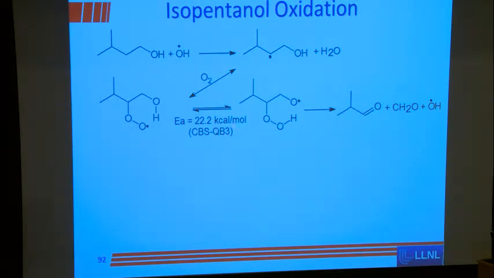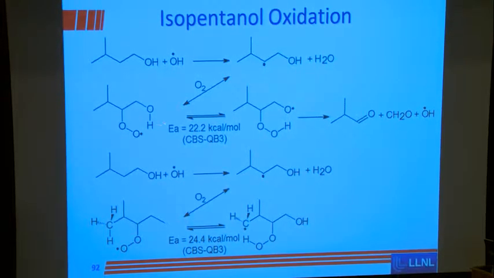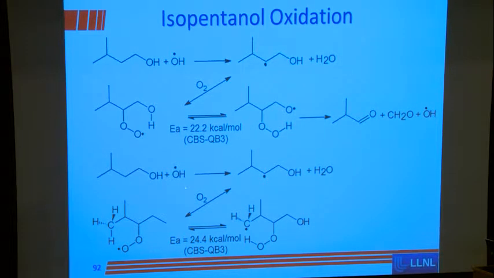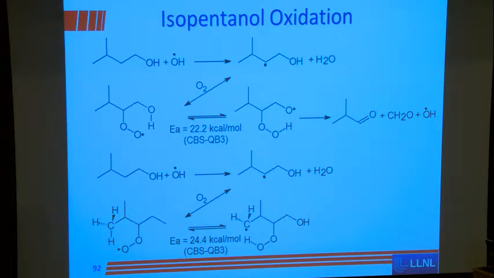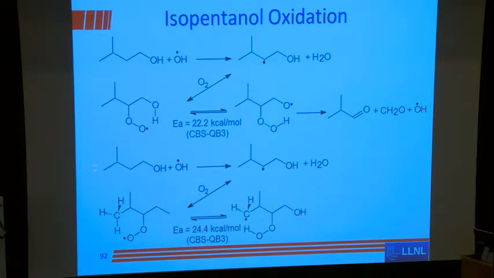So this is just showing you the same thing again, abstracting the hydrogen atom on the alcohol, and this ends up in a dead end, with propagation only. This cannot add to molecular oxygen. But if you look at the other side of the molecule, we can abstract from one of these methyl groups, any one of these six hydrogen atoms. Again, we have a six-member transition state ring: 1, 2, 3, 4, 5, six-membered ring. Using the same method and the same geometries, we calculate an activation energy for this isomerization to be 24.4 kilocalories per mole.